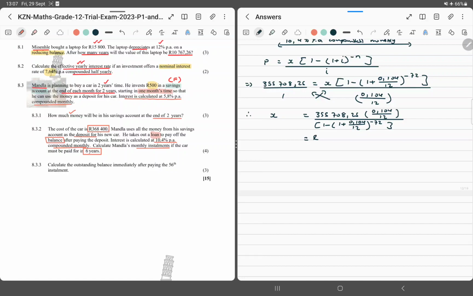So this is crazy. 355,708.25 multiplied by 0.104 divided by 12, all of that divided by 1 minus (1 plus 0.104 divided by 12) to the exponent minus 72. So again here, the issue is to ensure that your substitutions are on point, otherwise all your gymnastics are wasted. That gives 6,661 rands 77 cents, to 2 decimal places.